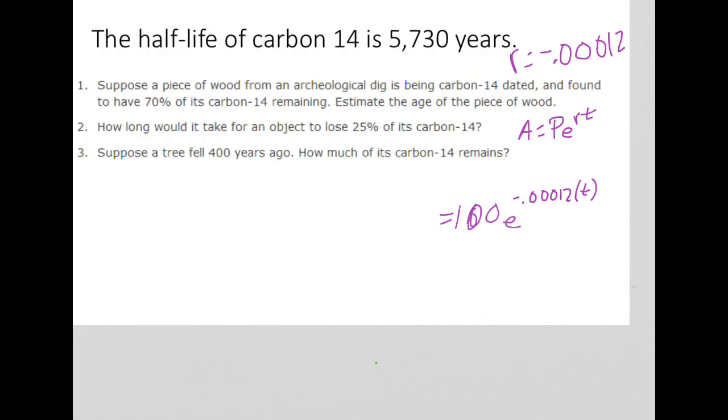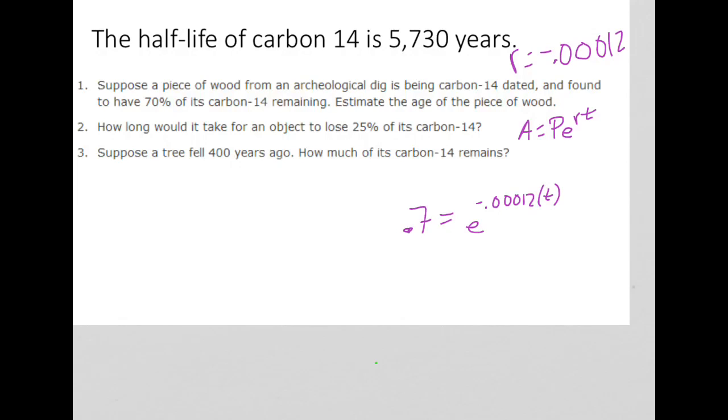So again, we're saying, well, imagine if we started with 100. Well, what would be 70% of 100? Well, it would be 70. And then to solve this, the first thing we would do would be to divide by 100 on both sides. And we would get this. But notice, 70 over 100, well, that is 70%. So we just as easily could have started this problem by saying, well, we have 70%, 0.7, equals e to the power of our rate times time.